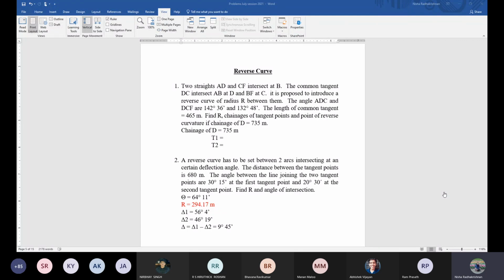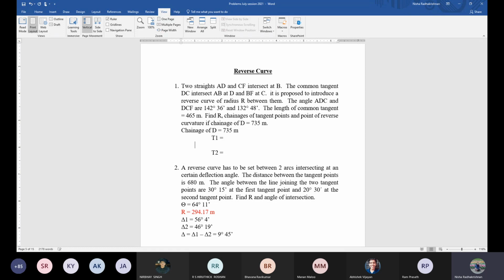Work it out and then tell me the answer. How do I find out chainage of T1? See, the chainage of T1 would be chainage of D minus the tangent length maybe. Okay. Then how do you find out the chainage of point E? It will be plus the length of the curve. Then T2 will be plus the length of the other one. Okay, I forgot E.